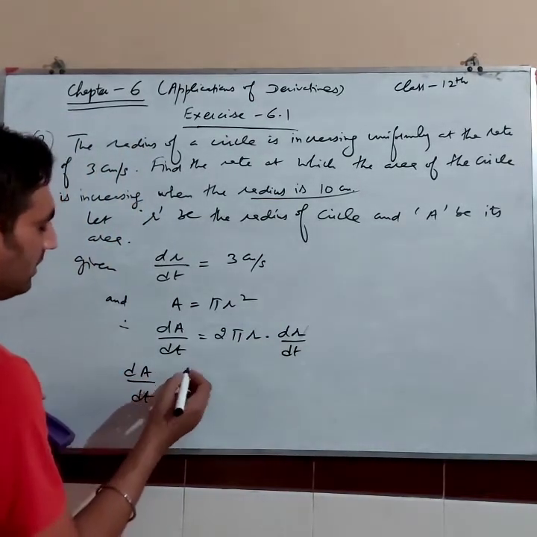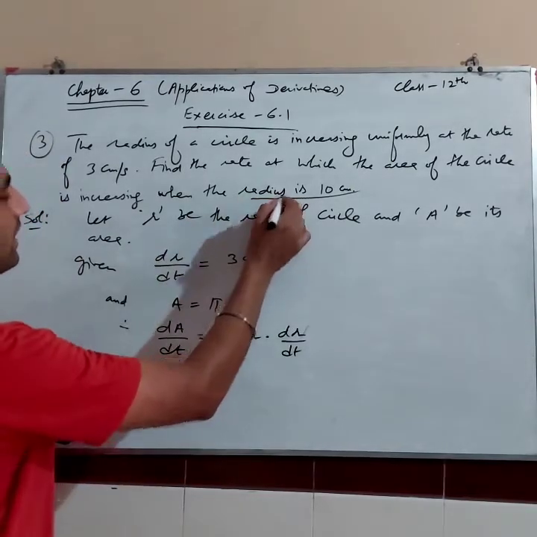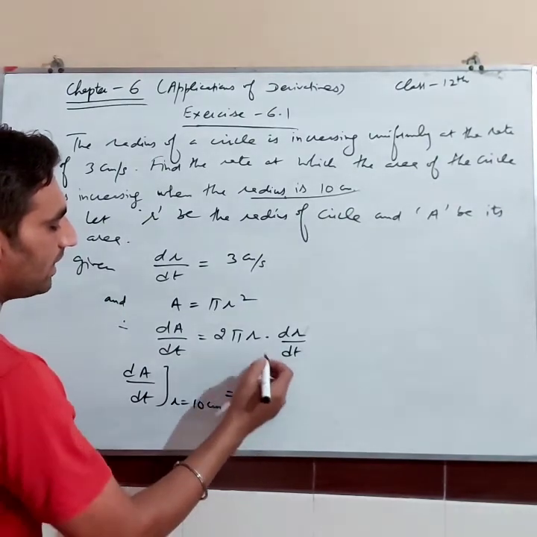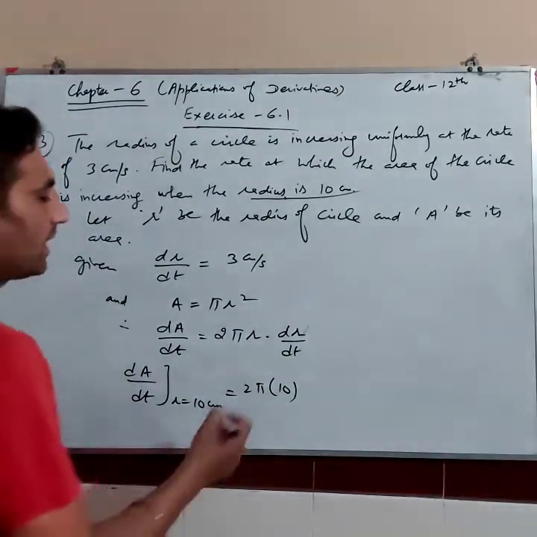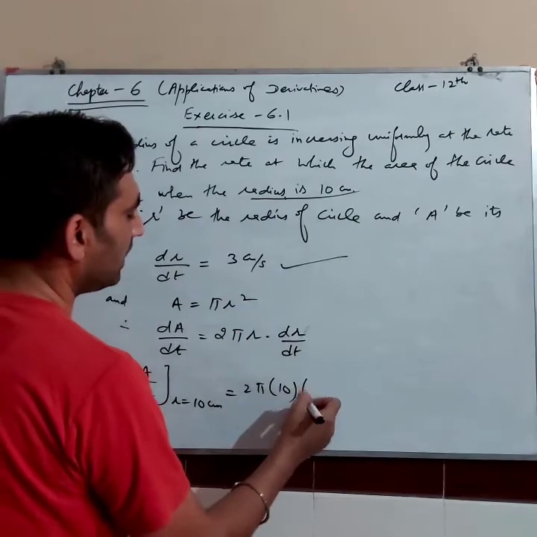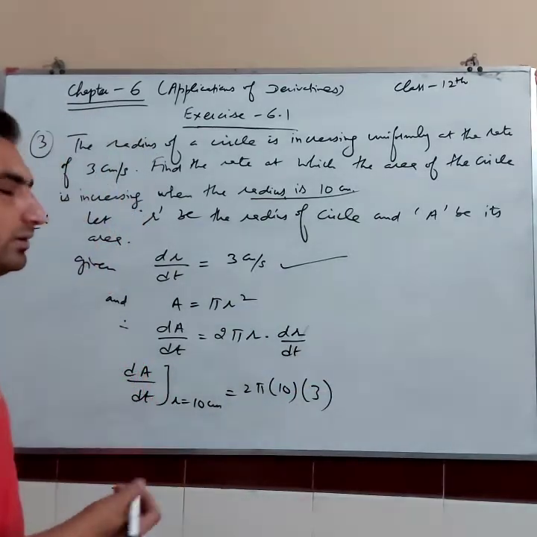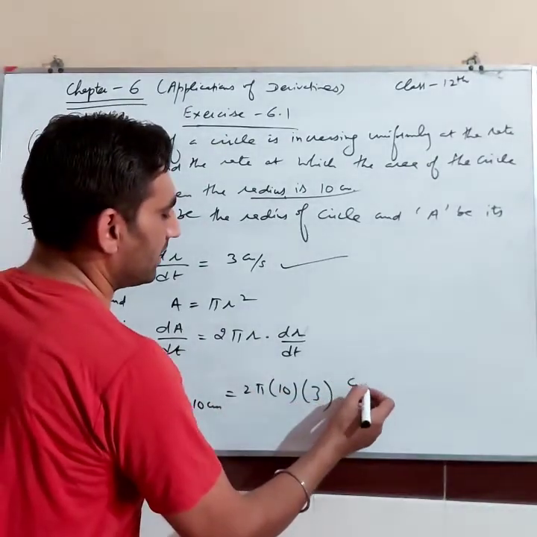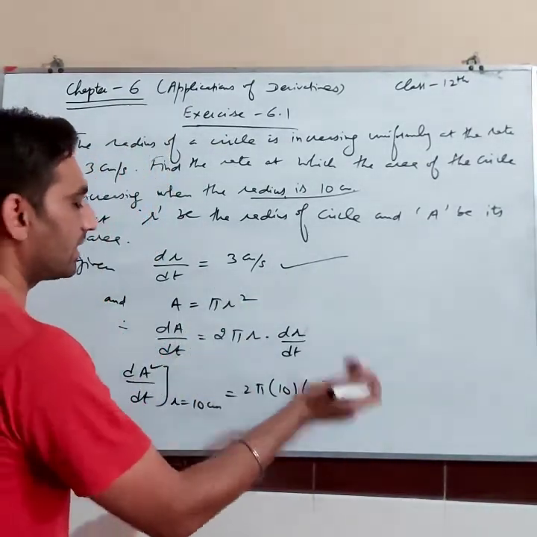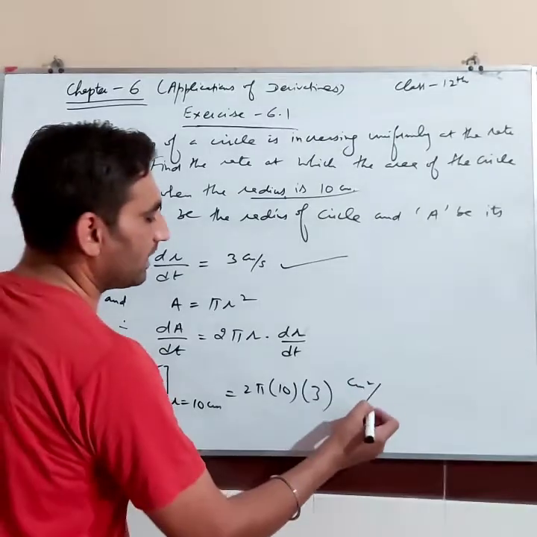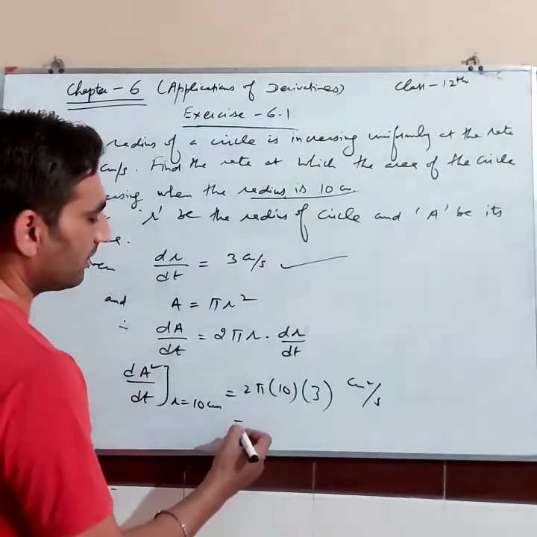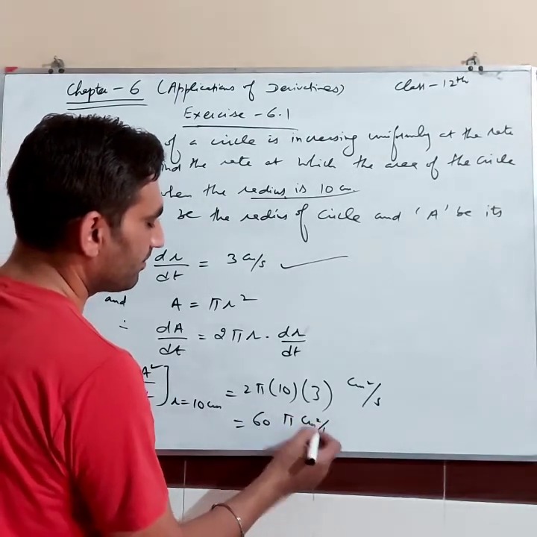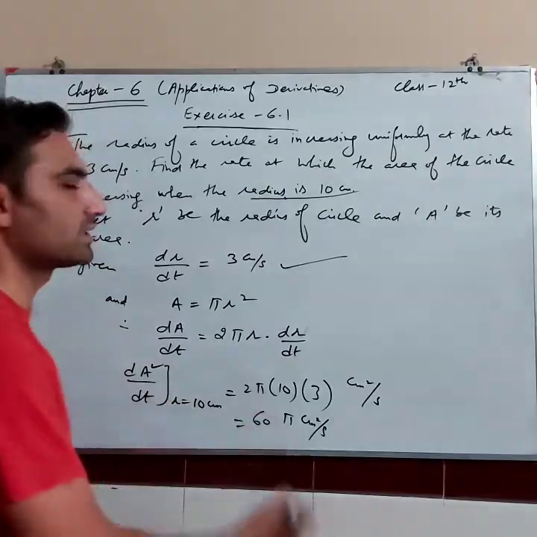Now only we have to find the answer. dA over dt at radius r equal to 10 centimeter. It will be 2 pi times 10 times dr over dt, its value is given as 3, and in the end no need to worry about units. See, units of area are always centimeter square or meter square. Here you have centimeter square. With respect to time means per second. So it will be 60 pi centimeter square per second. So this was our third question.